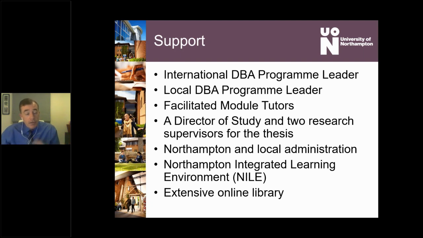Every module, rather, has a specialist tutor. When you get to the thesis stage, you have a director of study and 2 supervisors. One will be based at the University of Northampton. One is what we call a local supervisor. And what I mean by that, it doesn't necessarily mean somebody who lives in the same town as you do. What that means is that person will have experience of the region from where you're studying.